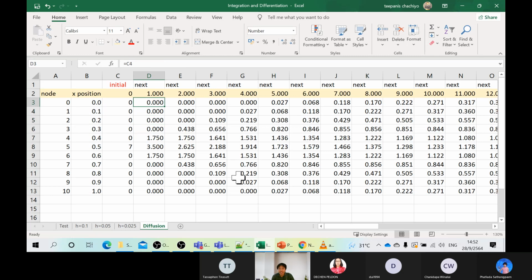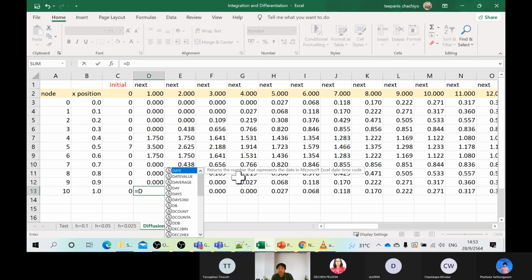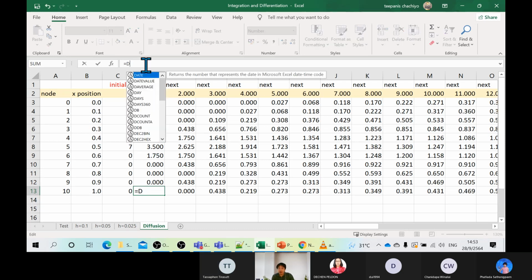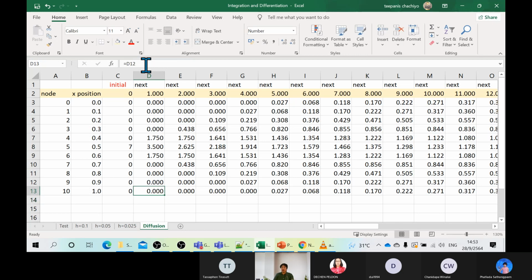Now that's not going to be easy. You see, here is my D4. I can set D3 equal to D4 to make it the same. And if I do that here, I can also do the same thing here. It must be equal to D12. So I'm doing D12, and that is D4.